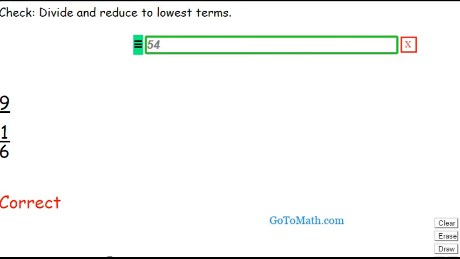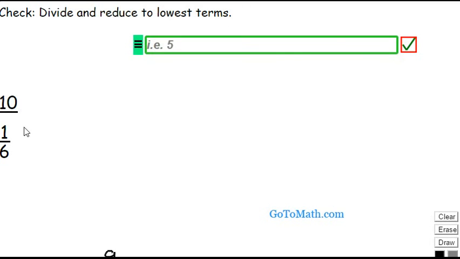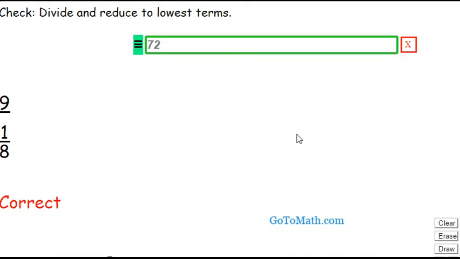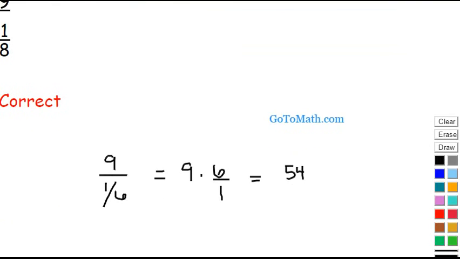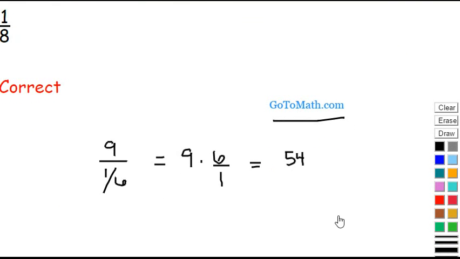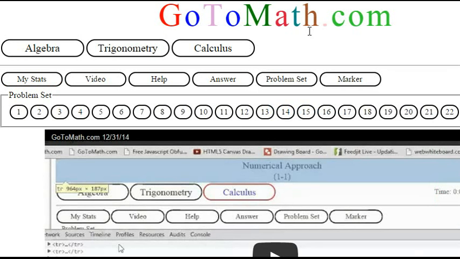Let's type it in, check it out, correct, right? And of course you could always go up to the top and click the answer. All right. So let's just look at this. What do you think this one is? Well, if you took the 1/8 over here, flipped it, 8 over 1, so that becomes what? 72. Correct. All right. So you want to come on by, go to Math.com, check that out, and I'll see you later.